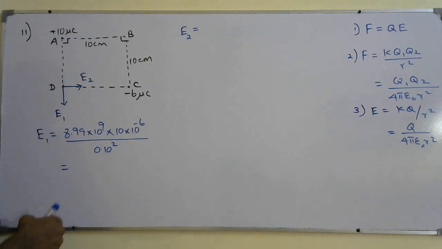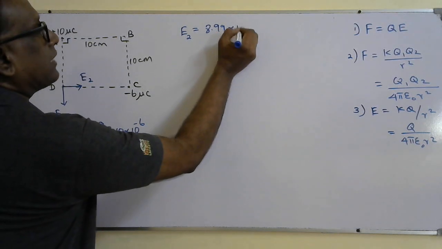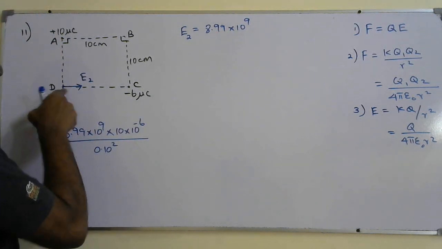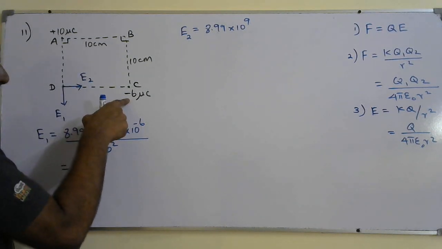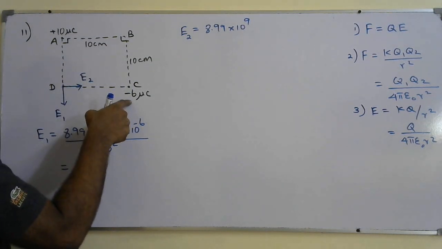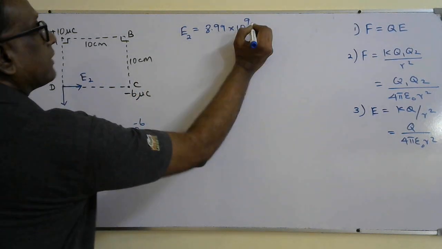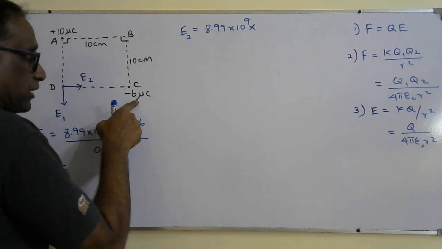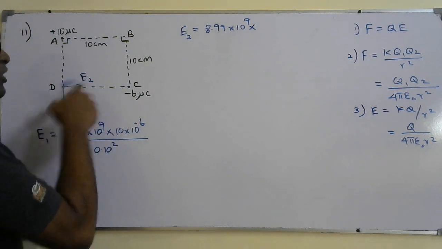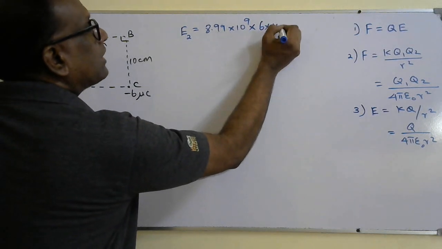E equal KQ over R squared. So that is 8.99 into 10 to the power 9. I already found the direction. That will be towards right, because if I give a positive test charge, negative 6 microcoulomb will attract it. So the electric field strength at D due to negative 6 microcoulomb is towards right. So 8.99 times 10 to the power 9 into Q. Our Q is minus 6 microcoulomb. We don't put the minus sign because I already found the direction, that is towards right. So just put 6 into 10 to the power minus 6.